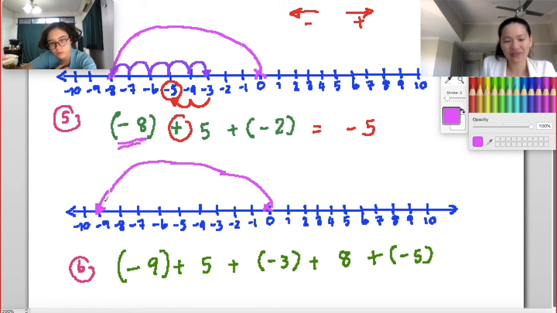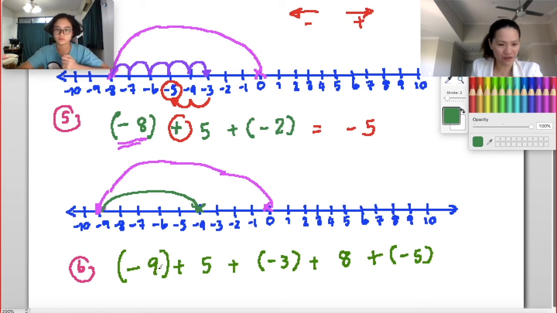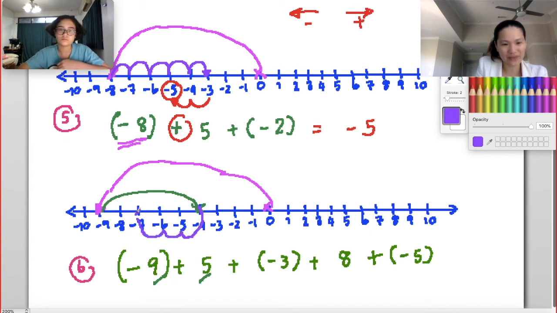Negative 9 is here. Then you plus 5. You count 5. Plus 5. 1, 2, 3, 4, 5. Here. Come back to negative 4. Yeah? And 0. Right. Plus 5 here. And then plus negative 3. Negative go to left or go to right? Left. So you have to go this way. 1, 2, 3. And now you in here. Negative 7.